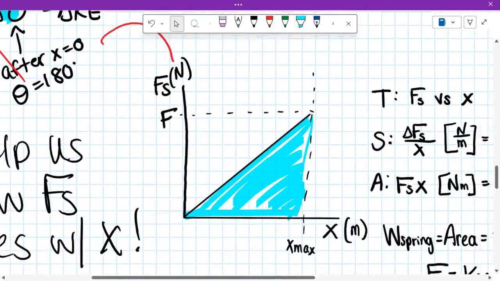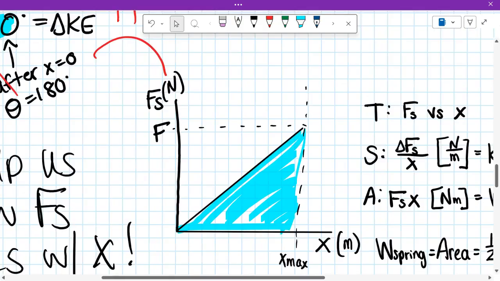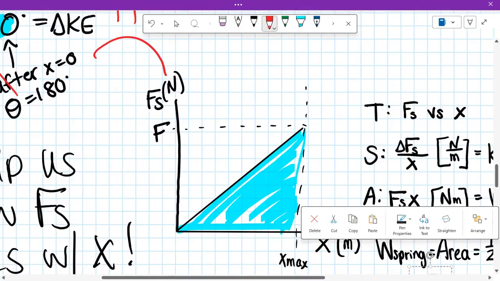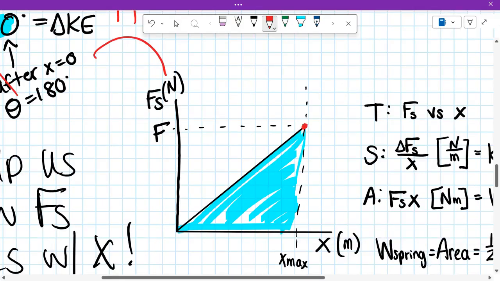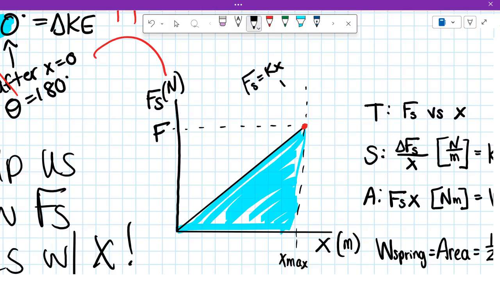So we could graph spring force versus x, or Fs versus x, and I have one point labeled, where it takes a force F to compress the spring x max. Now this graph is a line because the spring force and the compression have a direct relationship, and I know from my reference table, a direct relationship should give me a line.